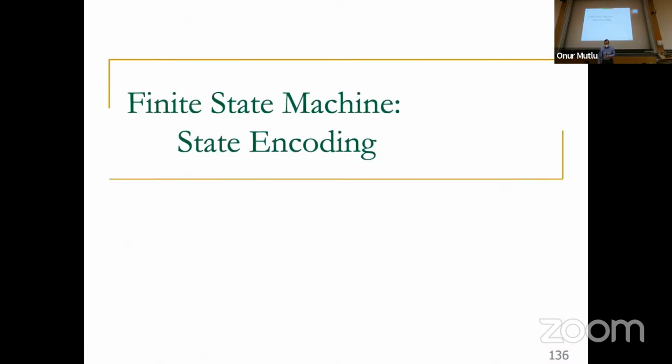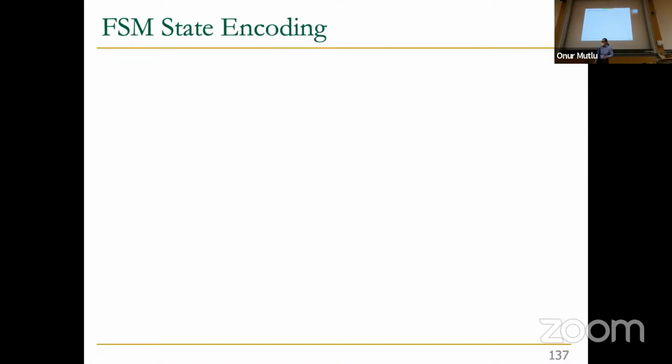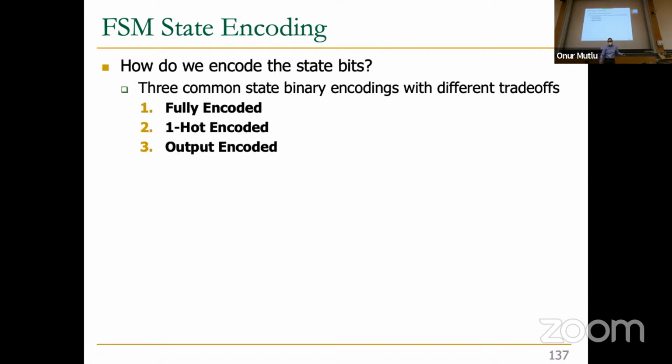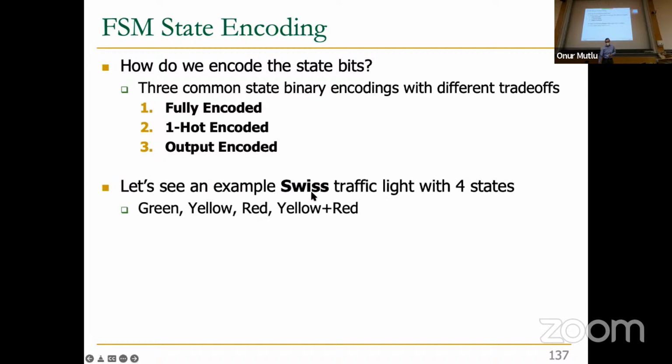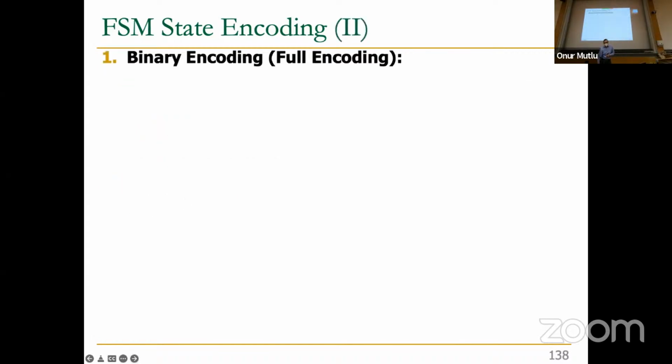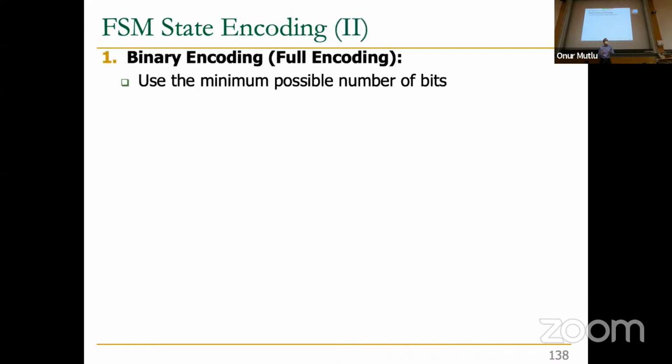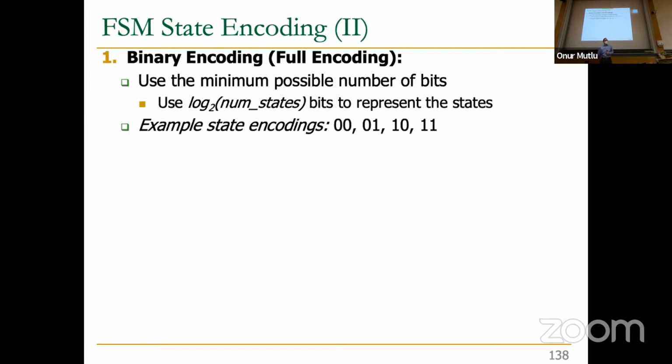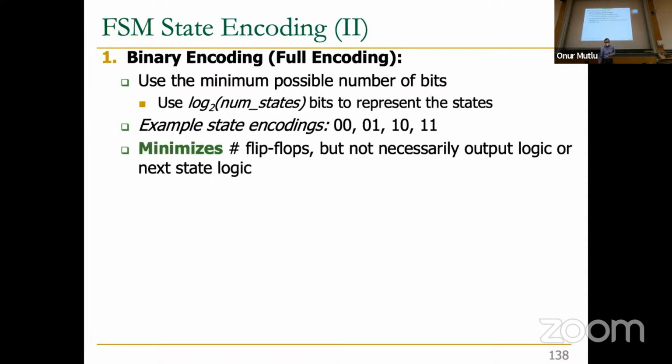This is logical. Let's talk about state encoding very quickly if we have time. Okay, very quickly. So how do you encode these state bits is also important. There are actually 3 ways of doing it: fully encoding, one-hot encoding, output encoding. So clearly we have 4 states. The fully encoding one actually is called binary encoding. You use the minimum possible bits. That's what we did earlier. 2 bits and 4 states, right? Okay, that's one way. This minimizes the flip-flops, but not necessarily something else.